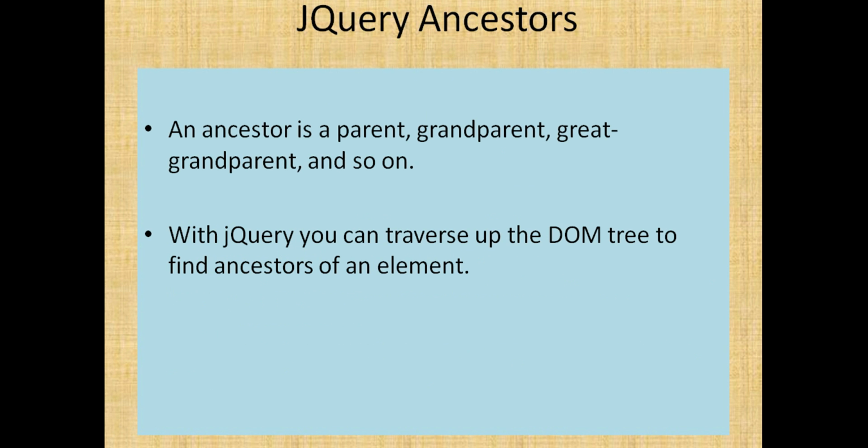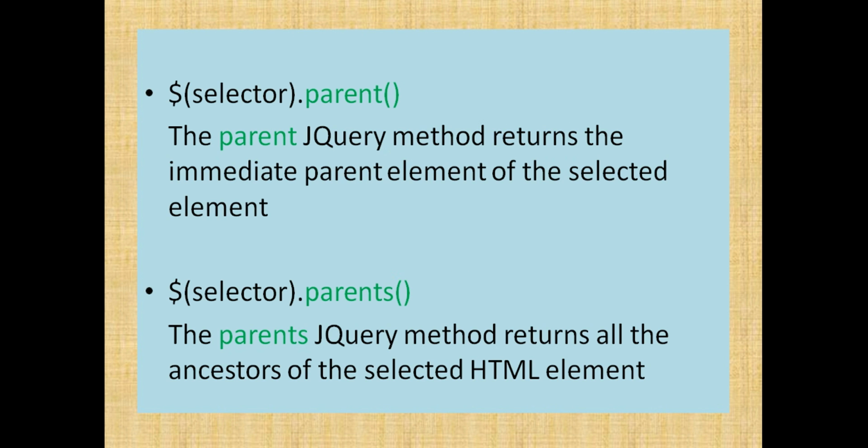Let's discuss jQuery ancestors. An ancestor is a parent, grandparent, great-grandparent, and so on. With jQuery, you can traverse up the DOM tree to find ancestors of an element. The first ancestor we're going to look at is the parent jQuery method. This returns the immediate parent element of the selected element.